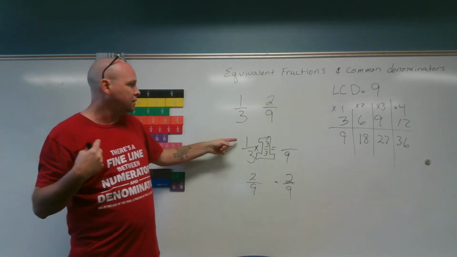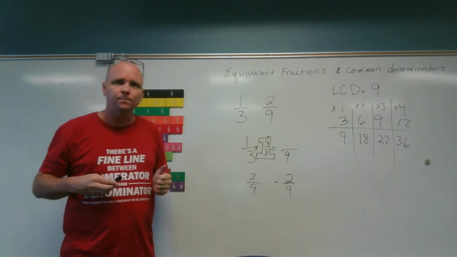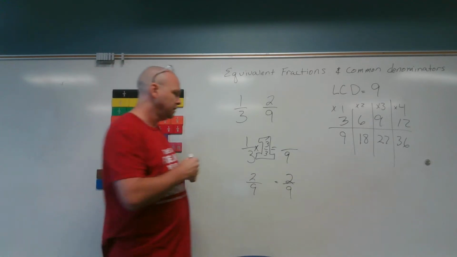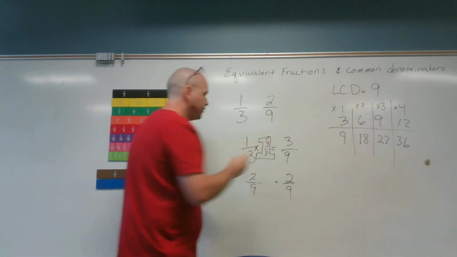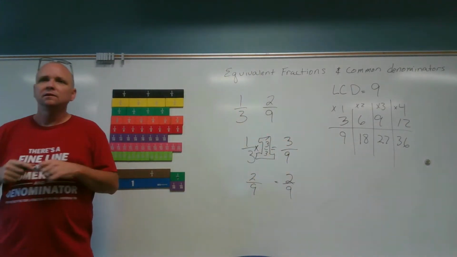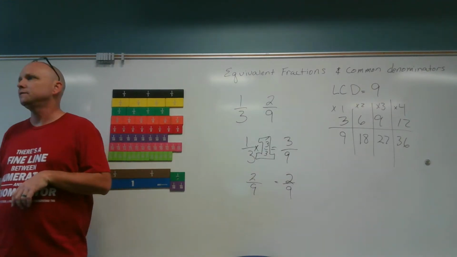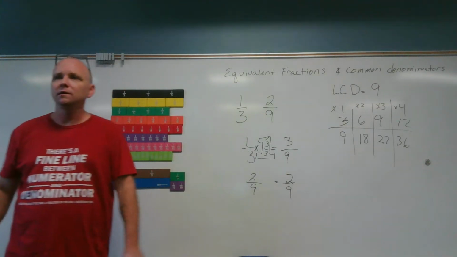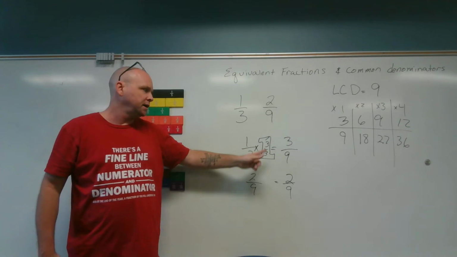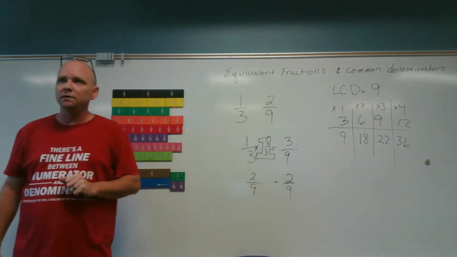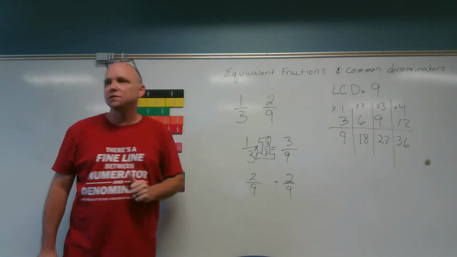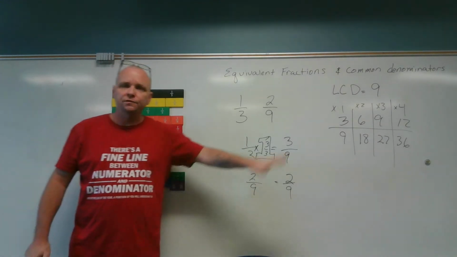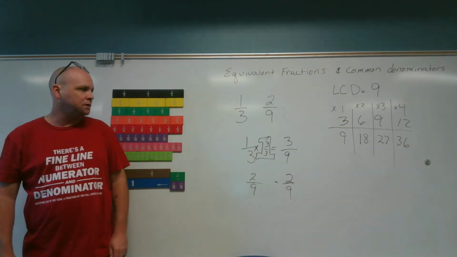All right, so Morgan, what's 1 times 3? 3. So 1/3 equals 3/9. 2/9 equals 2/9. 1/3 equals 3/9. I multiplied by a fraction that equals 1, has the same numerator as denominator. 2/9 was already over 9, so 2/9 equals 2/9.